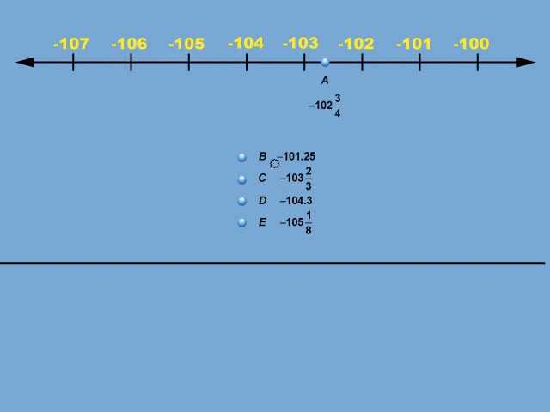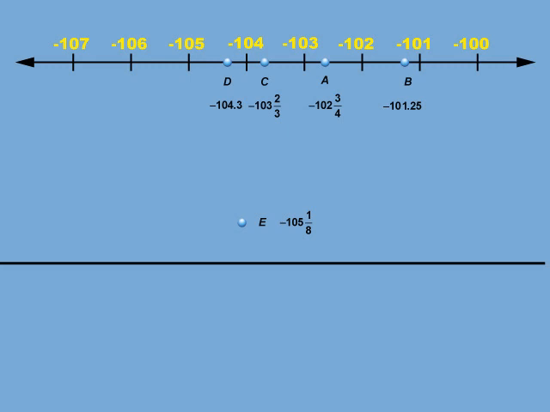With point B, we first find -101. We place -101.25 here. With point C, we first find -103. We place -103 2/3 here. With point D, we first find -104. We place -104.3 here.